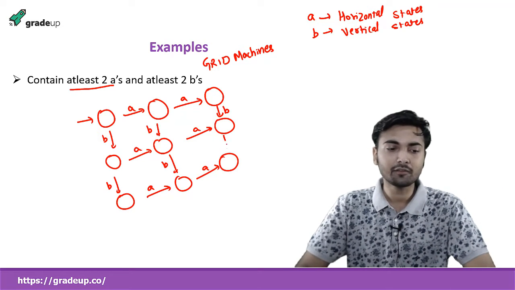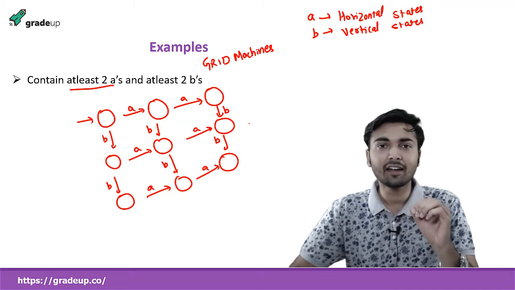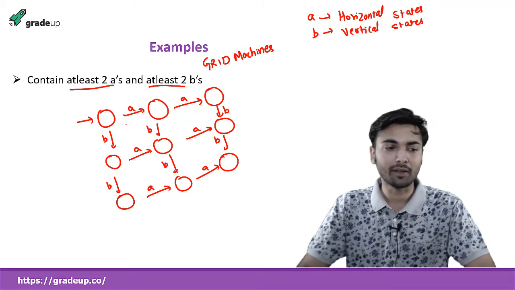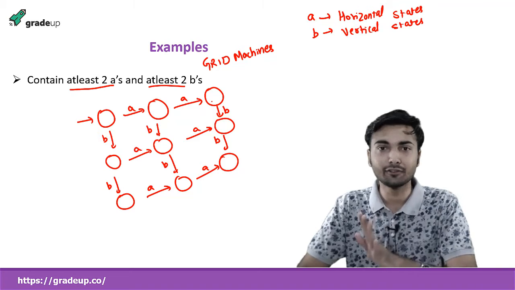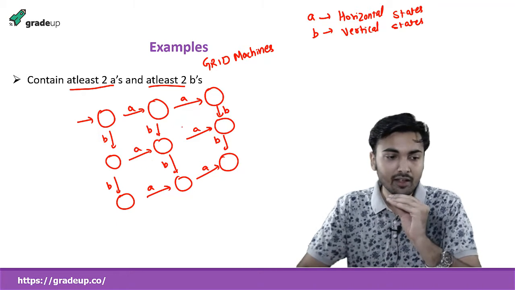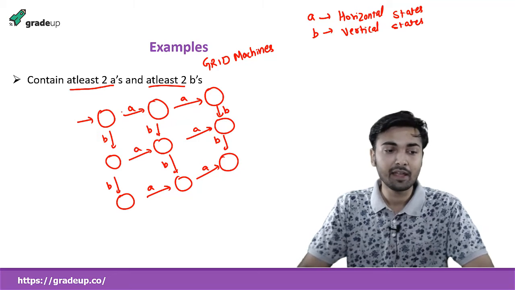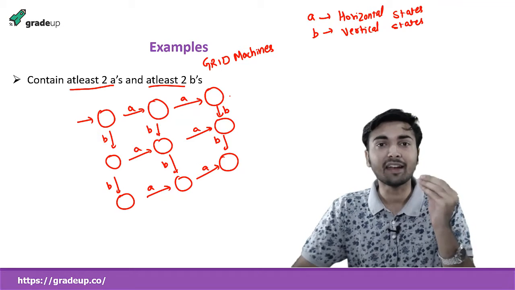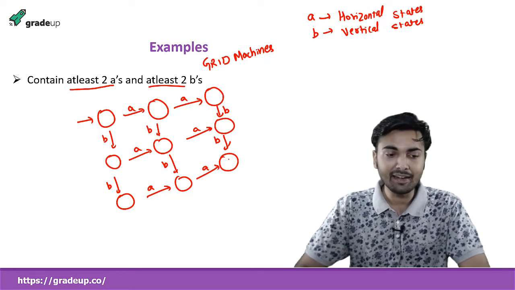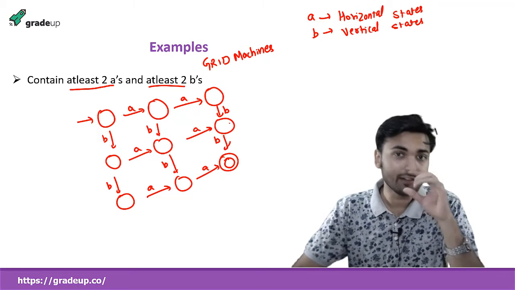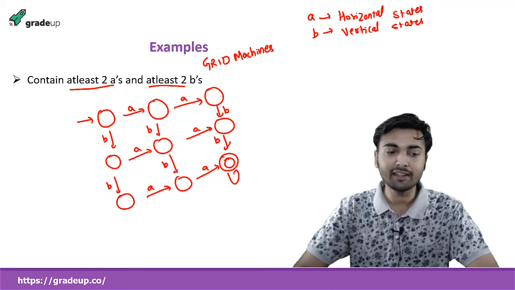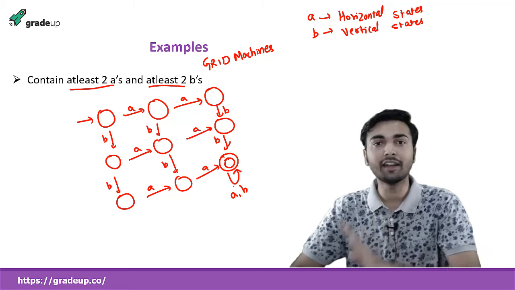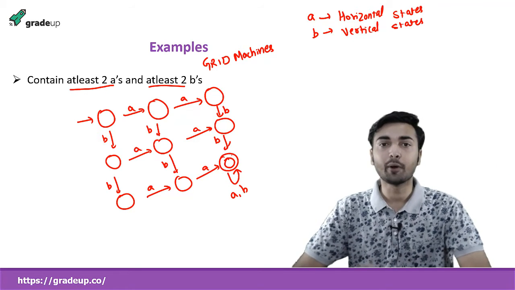Why have I done it like this? See, as I said, it will be a grid machine. Now, you try to do these things, at least 2 A's and at least 2 B's. First, I draw this horizontal line, at least 2 A's. Then I draw this vertical line, at least 2 B's. Then why this machine? See here, A, B. At every step, you will get at least 2 A's and at least 2 B's. The ending state will be here. After this point, anything can come, because up till this point, 2 A's and 2 B's are already present.